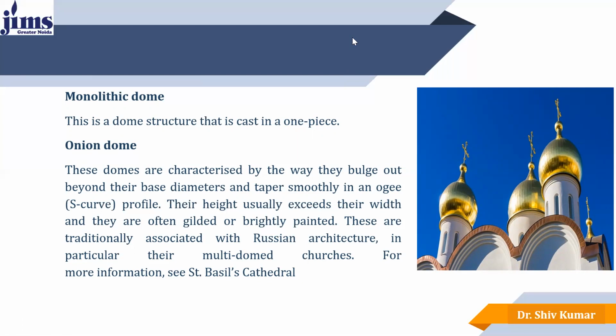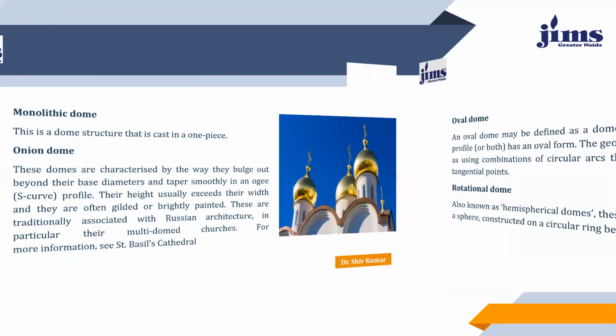The next one is the onion dome. These domes are characterized by the way they bulge out beyond their base diameter and then taper smoothly in an ogee-esque curved profile. Their height usually exceeds their width, and they are often gilded or brightly painted. These are traditionally associated with Russian architecture, in particular their multi-dome churches. For more information, see St. Basil's Cathedral. So you can see this type of dome was constructed in Russian architecture.